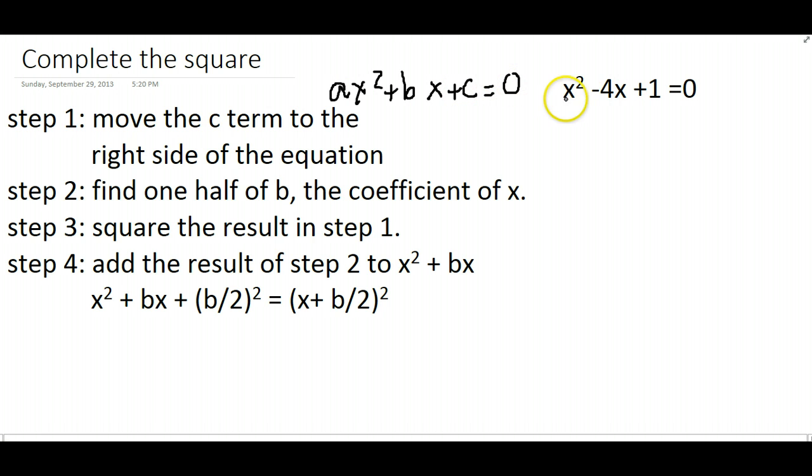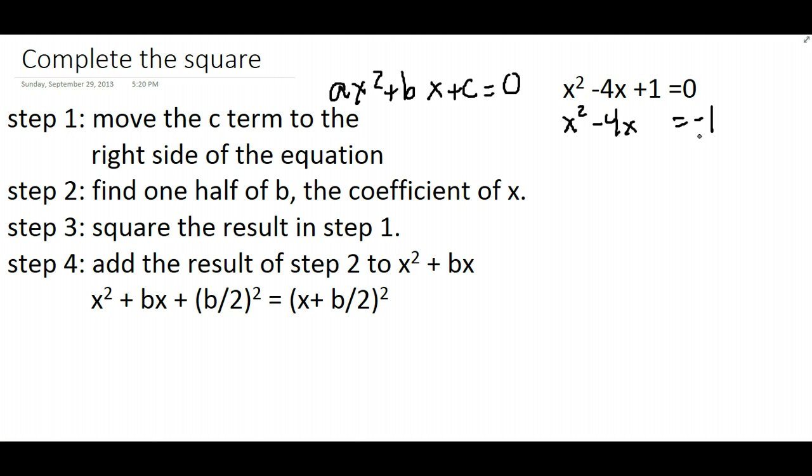So if we have the equation, this is example 5 on page P12: x squared minus 4x plus 1 equals 0. Our c term in this instance is a 1, so we want to subtract that and move it to the right. Then we have x squared minus 4x equals negative 1. Now we don't have a c term on the left side, but we can fix that. And remember, what we do to one side, we have to do to the other.